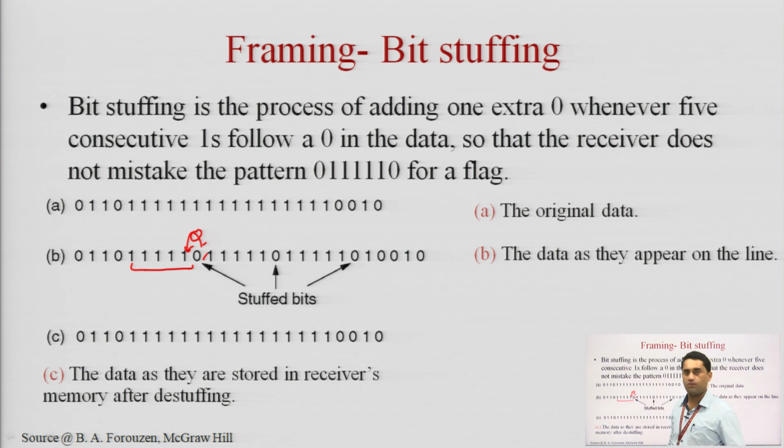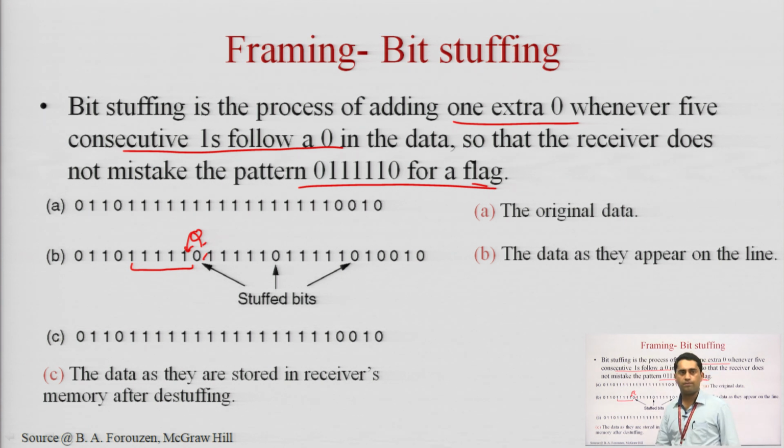So bit stuffing says we are adding one extra 0 whenever five consecutive ones are followed by a 0 in the data, because that pattern would otherwise be considered a flag. Okay, so this is about bit stuffing. You can refer to this for more detail.